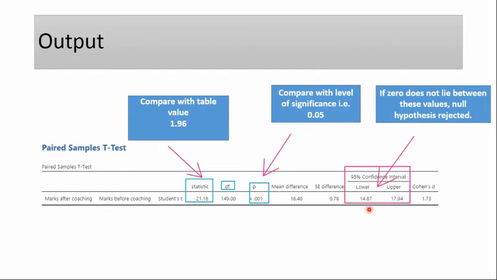And these are the confidence interval, lower and upper limits. If 0 does not lie between these values, the null hypothesis is rejected. Friends, if we draw these numbers on a number line, 0 does not come in between, because both our values are positive. So on the basis of three criteria, we have come to the conclusion that the null hypothesis is rejected. The null hypothesis was that there is no significant difference. It means a difference exists.